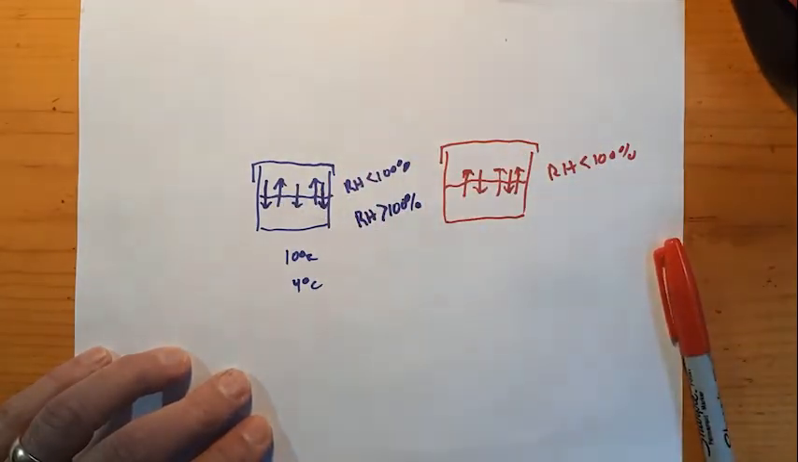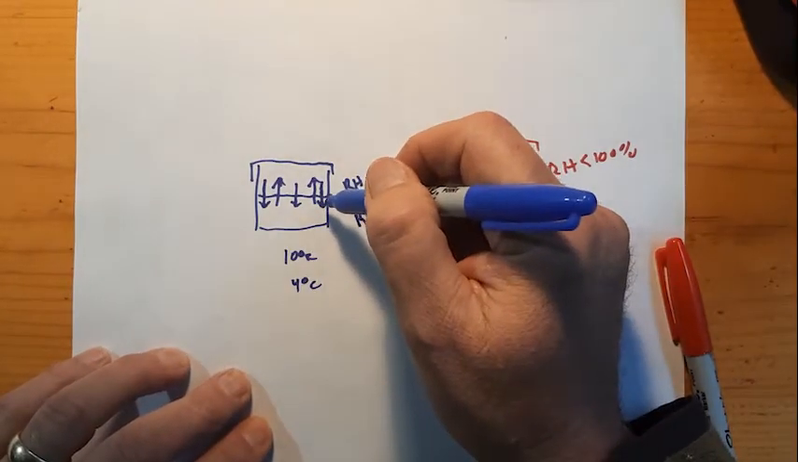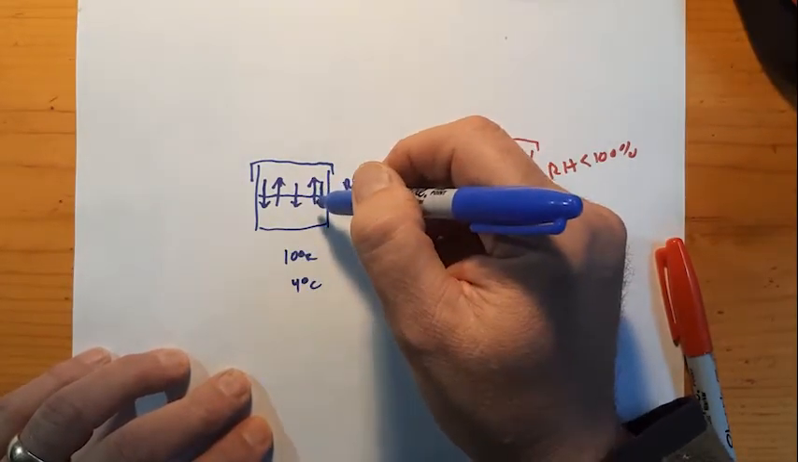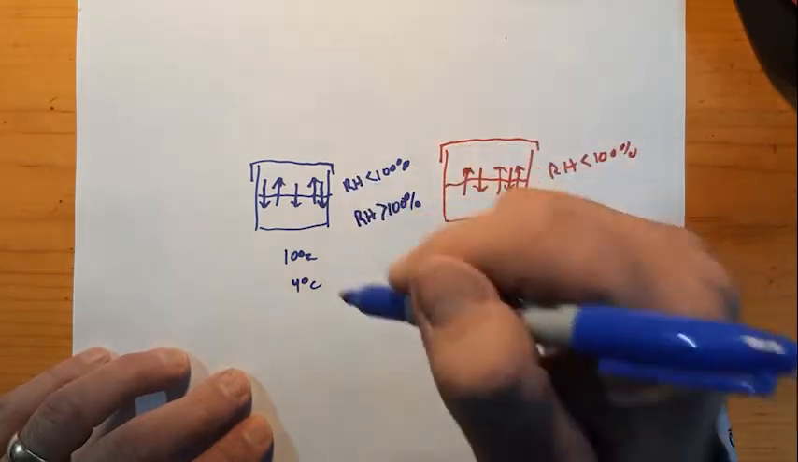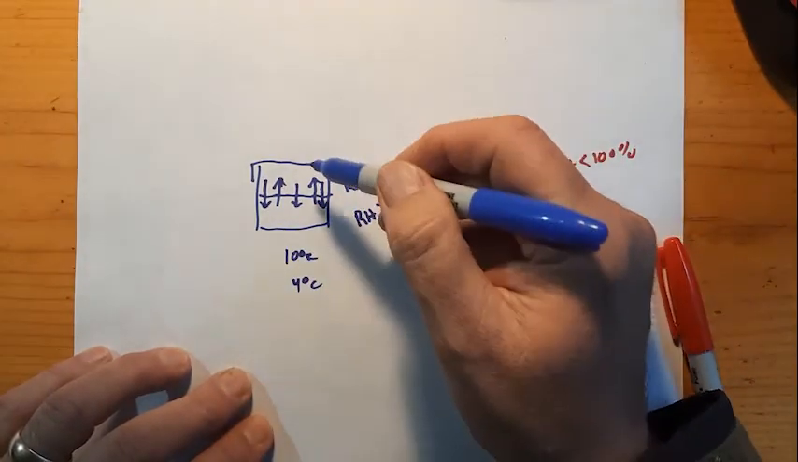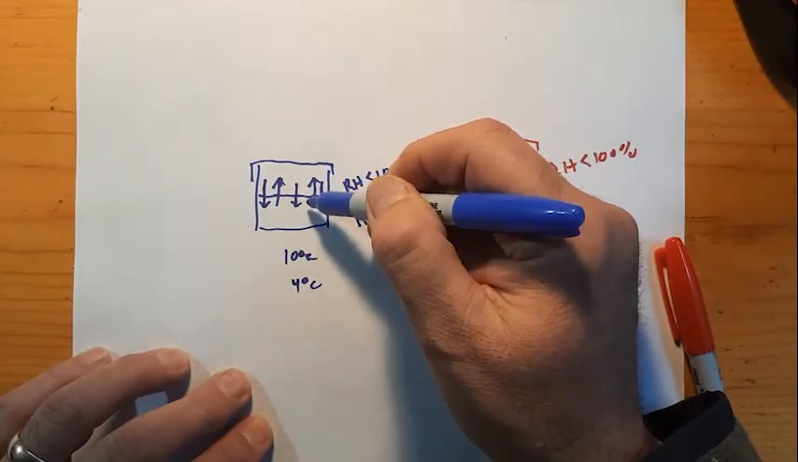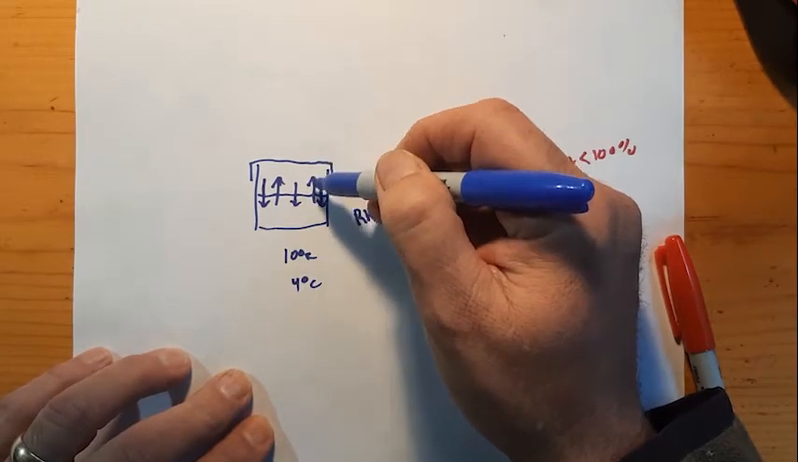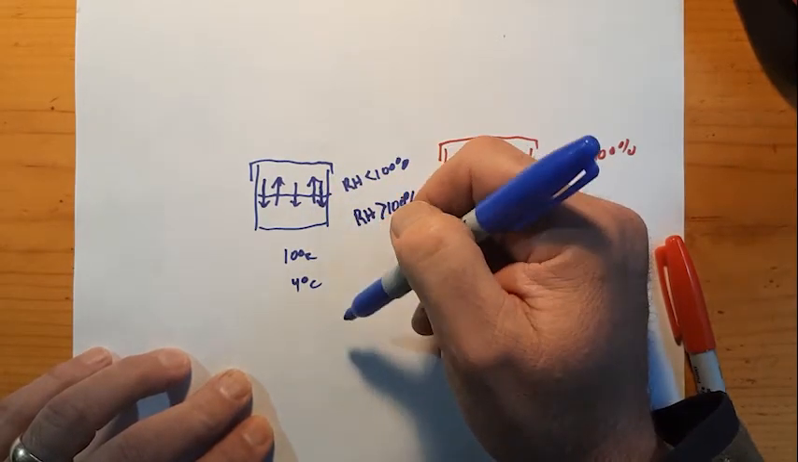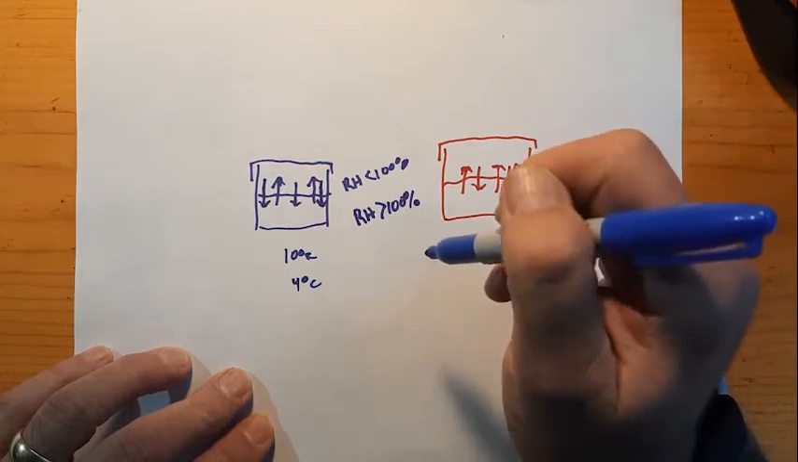Now, this is not an equilibrium state. It wouldn't stay like this in time, but that's how it could be at this particular time. That the liquid is producing less than the vapor is coming back. Okay, so why do we care about that?